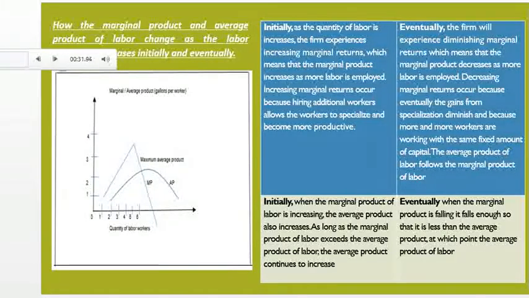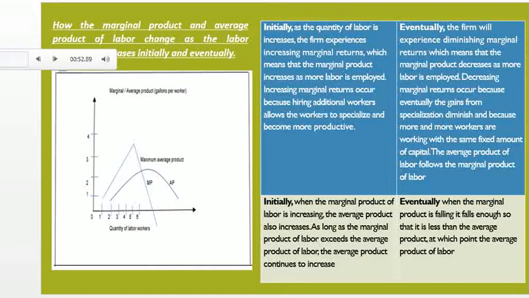And eventually the firm will experience diminishing marginal returns, which means that the marginal product decreases as more labor is employed. Diminishing marginal returns occur because eventually the gains from specialization diminish, and because more and more workers are working with the same fixed amount of capital.